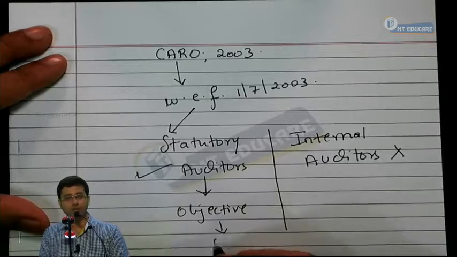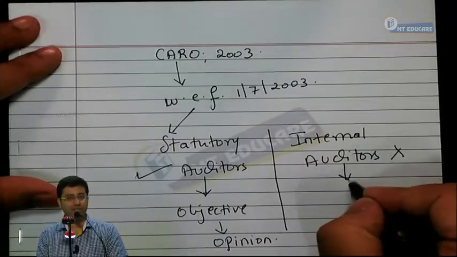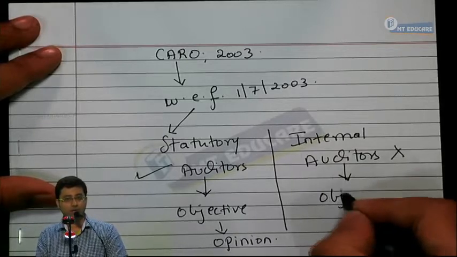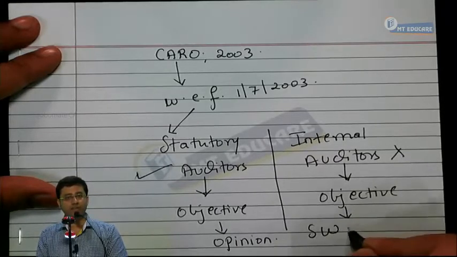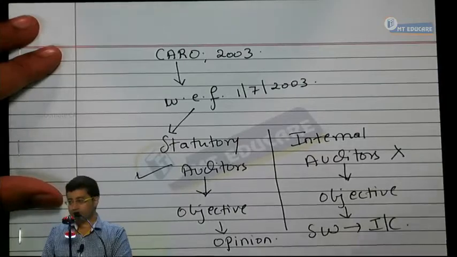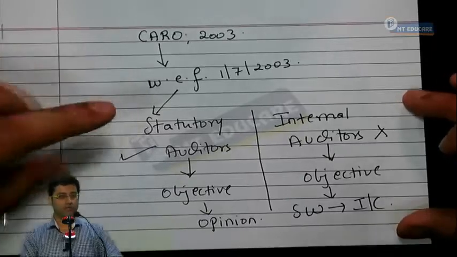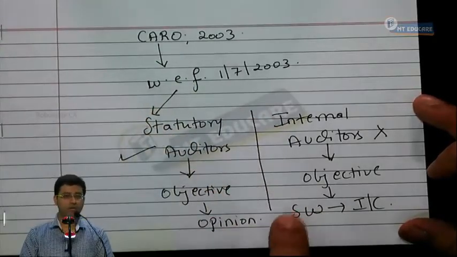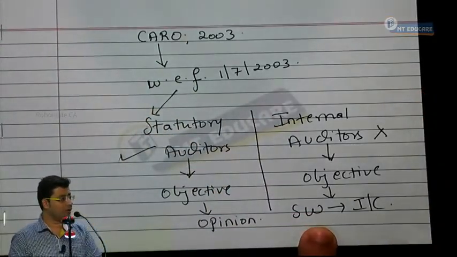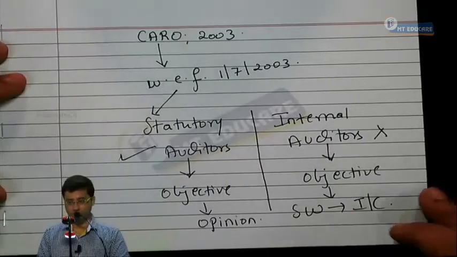Statutory auditors' main objective is to express an opinion on financial statements, whereas the main objective of an internal auditor is to find out the strengths and weaknesses of the internal control system. I think you've heard about SWOT analysis. Yes, strengths, weaknesses analysis.